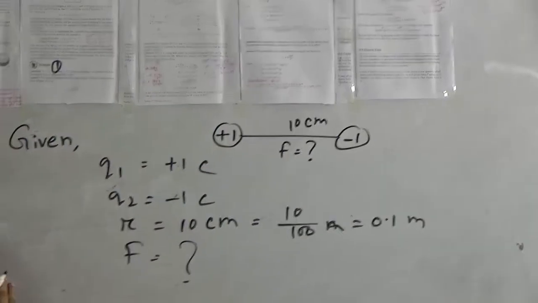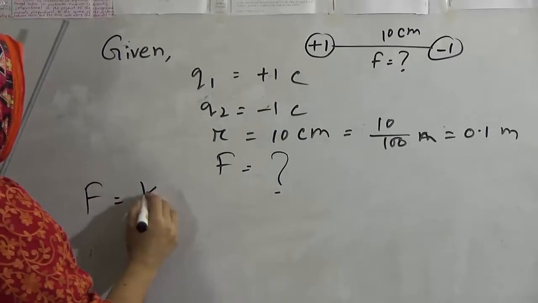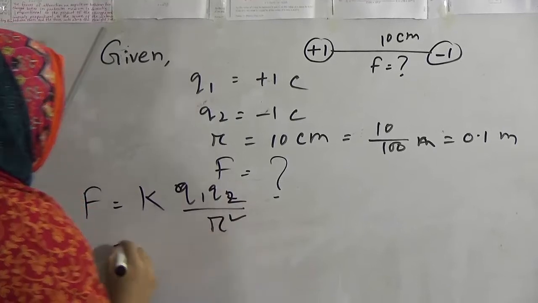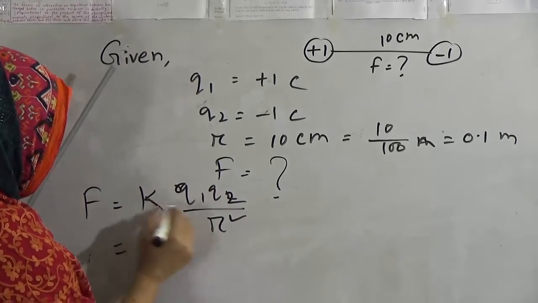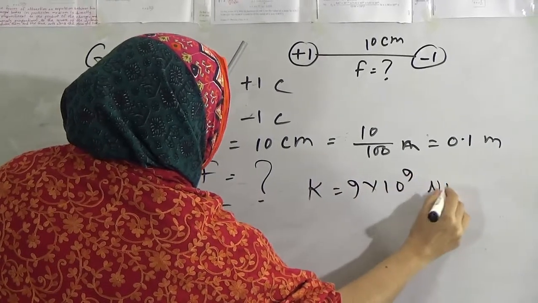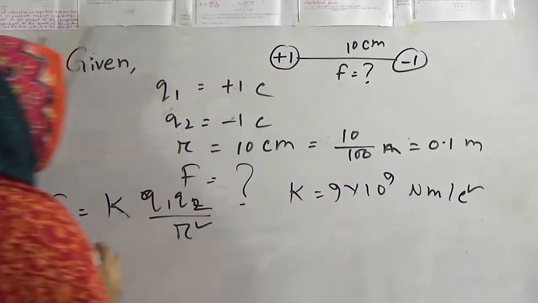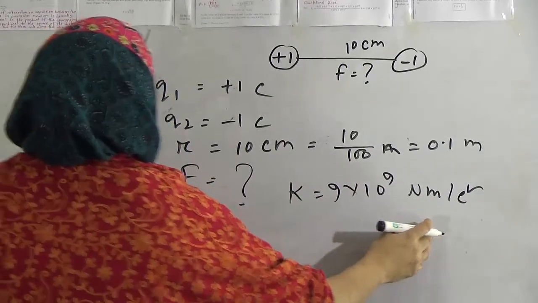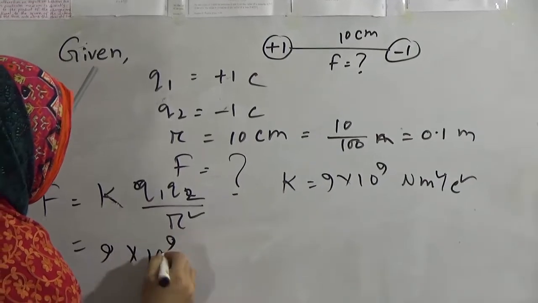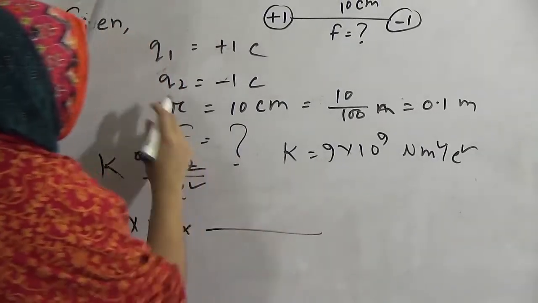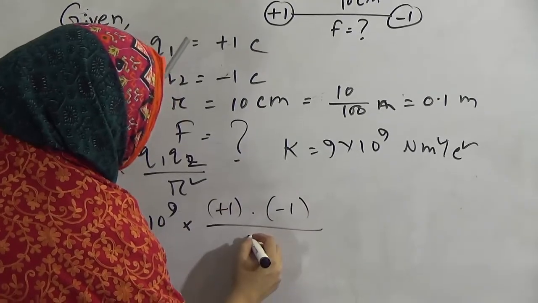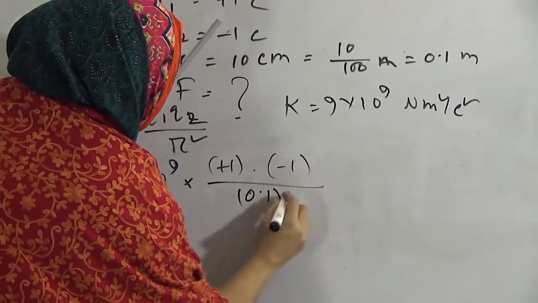From Coulomb's law we know that F equals K Q1 Q2 divided by R square. Now put the value. K, we know, is 9 into 10 to the power 9 Newton meter square per Coulomb square. So write 9 into 10 to the power 9 into Q1, which is plus 1, into Q2, which is minus 1, divided by R square. R is 0.1 whole square.